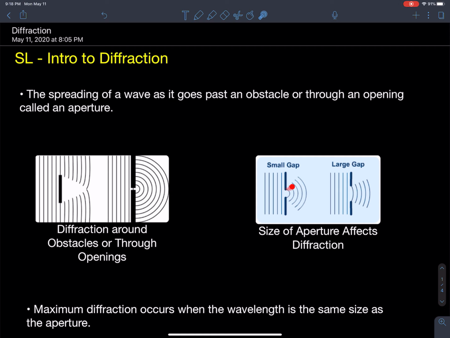The bending around that barrier occurs the greatest when the wavelength matches that gap size, or the size of that barrier. Okay, so if the wavelength matches the size of the barrier or the gap, which we're going to call an aperture, then I get maximum diffraction. You see here, if I increase the length of that gap, the degree of diffraction, the spreading, doesn't happen that well.